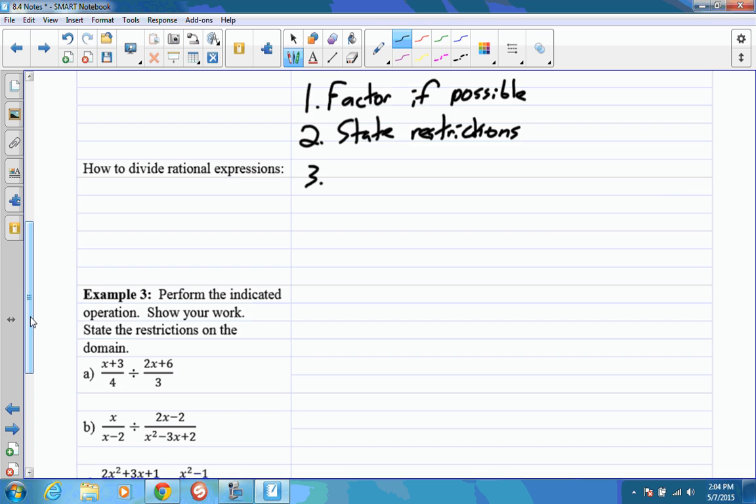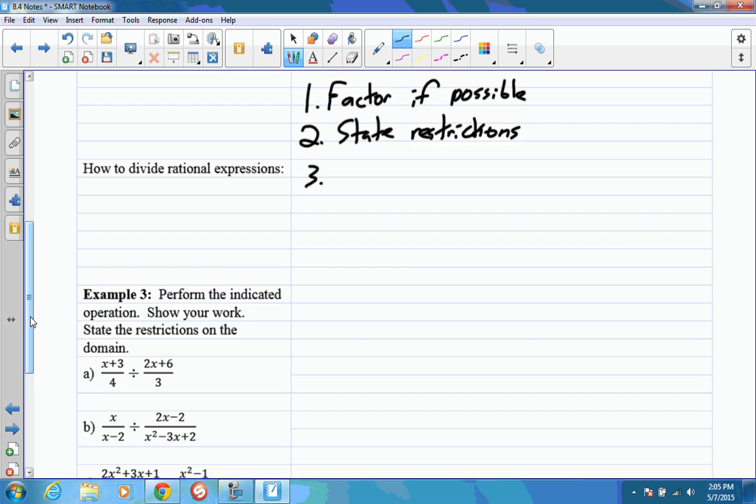Alright, for step 3, look ahead at one of our problems. I've got an x plus 3/4 divided by 4, or divided by 2x plus 6 over 3. So I've got a fraction divided by a fraction. Colton, when I'm dividing by a fraction, do you remember what that's the same as? Flip the reciprocal. It's the same as doing what by the reciprocal? So what do I do with that reciprocal? Yeah, I flip it. Multiply.